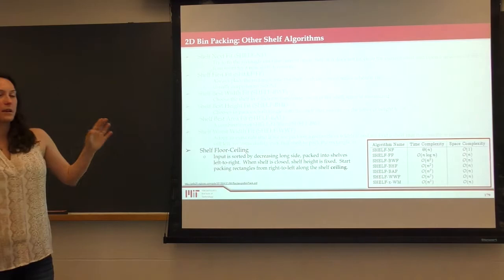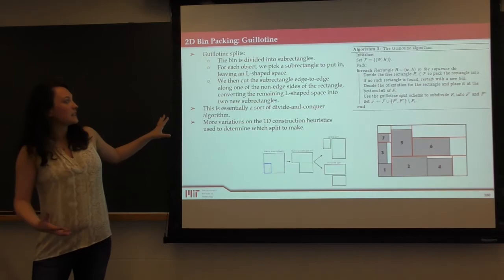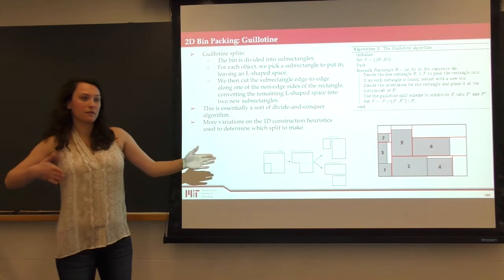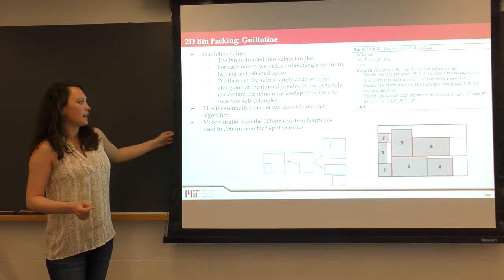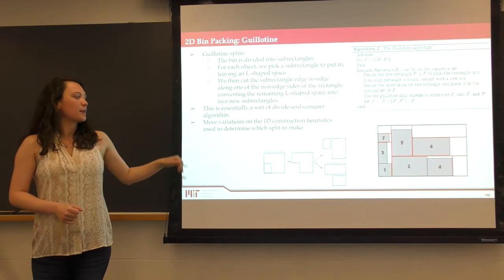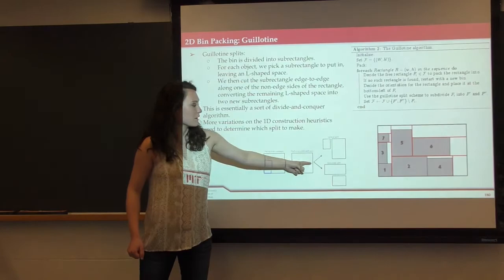So in general, guillotine cuts. The bin is divided into sub-rectangles, and you cut the sub-rectangle from edge to edge. It's sort of a divide-and-conquer algorithm. And you can use more variations on the construction heuristics to determine which split to make. Here's an example where you can either make this cut or this cut, and you can see the remaining area left over depending on which cut you make.